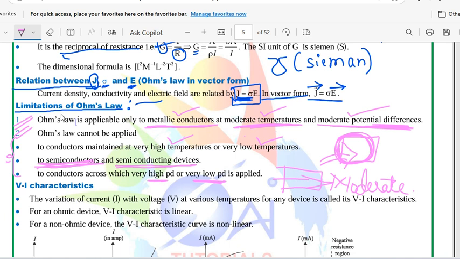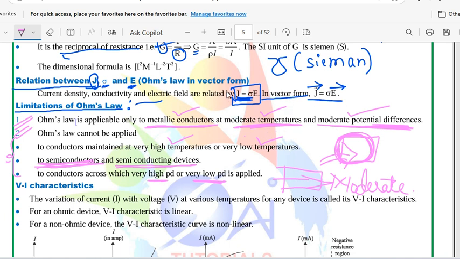Okay, first one is Ohm's law is applicable only to metallic conductors, and that too at moderate temperature and at moderate potential difference. This is what they have said here. Ohm's law cannot be applied to conductors maintained at high temperatures. Whatever the temperature given to the material, this Ohm's law cannot be applied to materials having very high temperatures, also for very low temperatures.